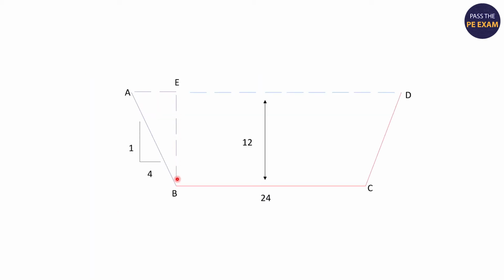I've sketched a line here to create a triangle, AEB. What we want to do is solve for the length of AB. If we do that, this becomes a simple arithmetic problem. We can add AB to BC, which we know, to CD, which is the same as AB. So that's all we have to do.